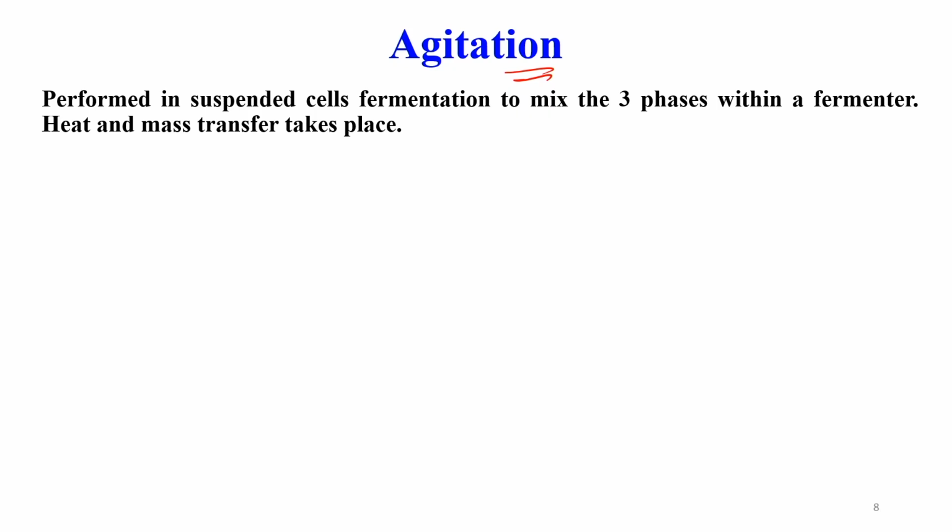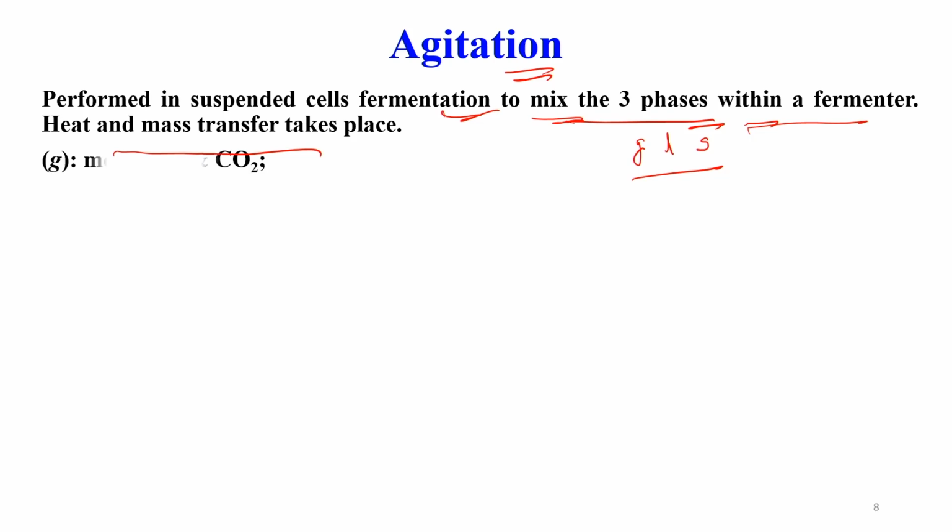Now, we will go to the mixing part. So, agitation. This is performed particularly in the suspended cell fermentation to mix three different phases. The objective of mixing is to mix three different phases in the bioreactor. What are the three different phases? Most important is gas, liquid and solid, because both heat and mass transfer take place. The gas phase is mostly oxygen and carbon dioxide. There may be other gases as well.